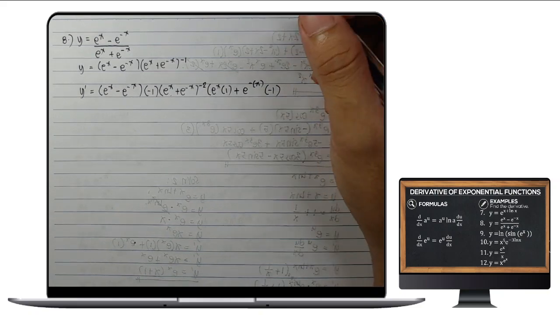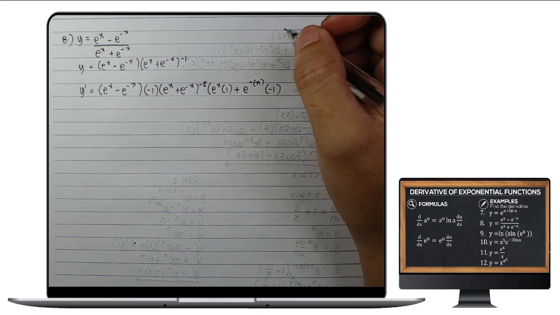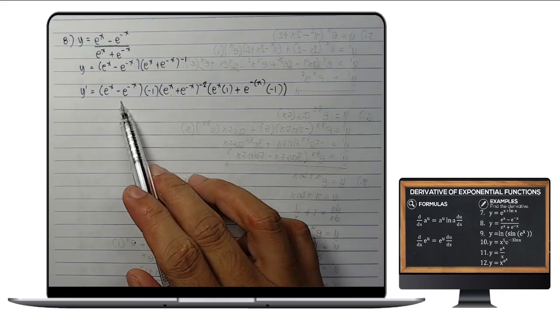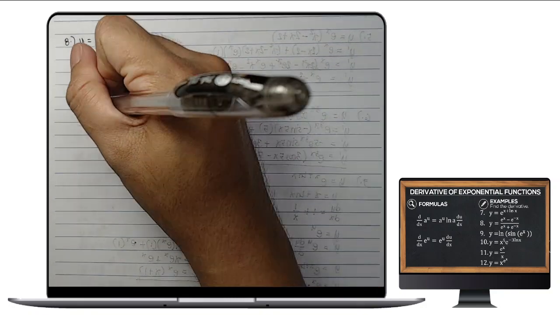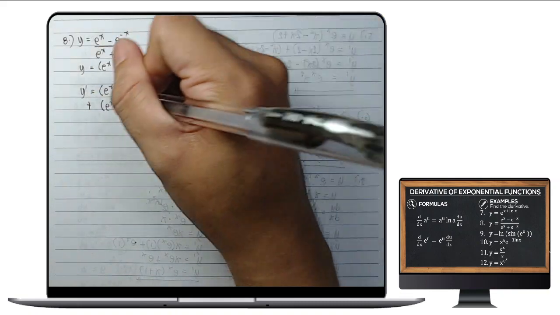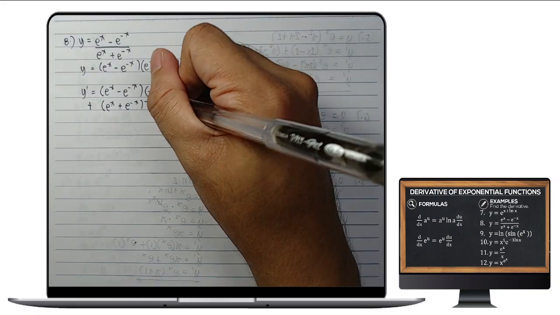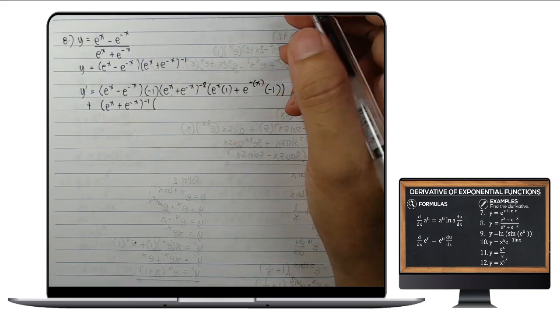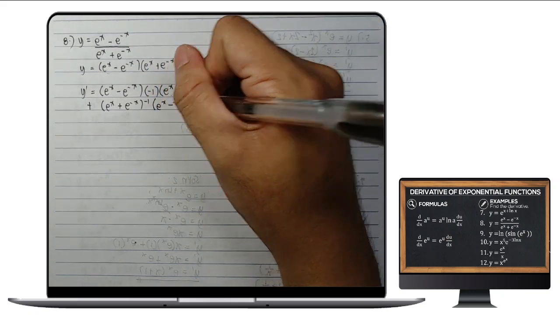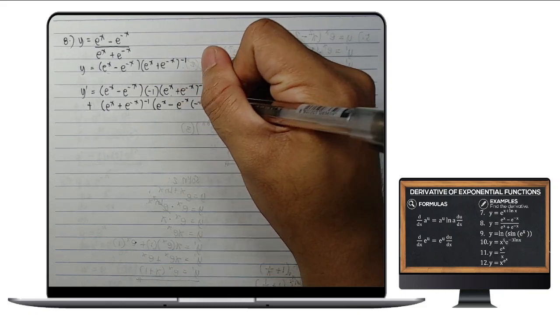Then, yung kabila naman. So, nakamultiply ito sa buo. Okay? Plus, copy naman natin si e raised to x plus e raised to negative x raised to negative 1. And let's get the derivative of the first part. So the derivative of e raised to x is e raised to x minus the derivative of e raised to negative x is e raised to negative x times negative 1.